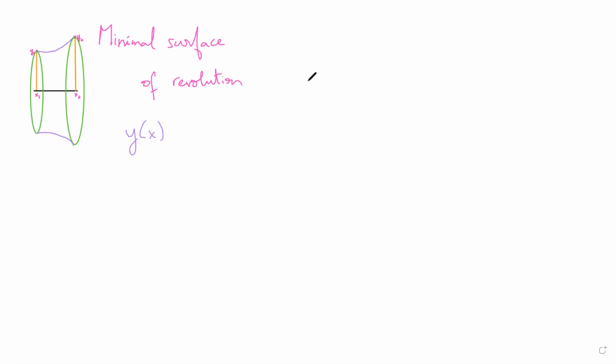The area of the surface of revolution is given by where ds is a little bit of the arc length along this curve, expressing ds in terms of dx and dy.